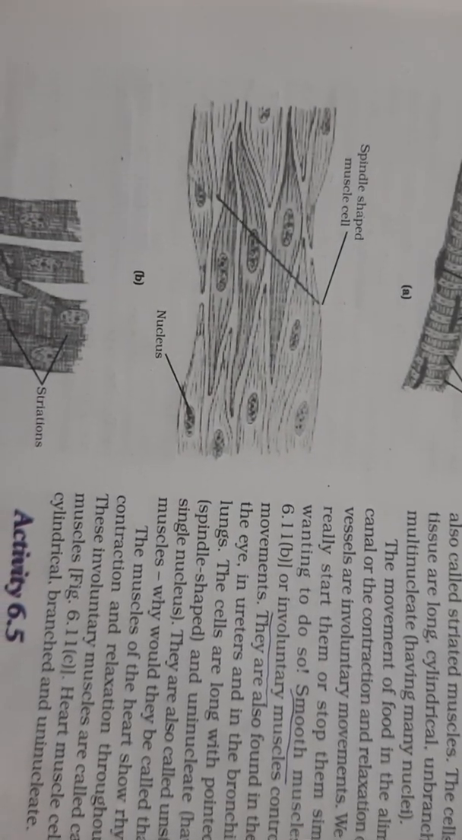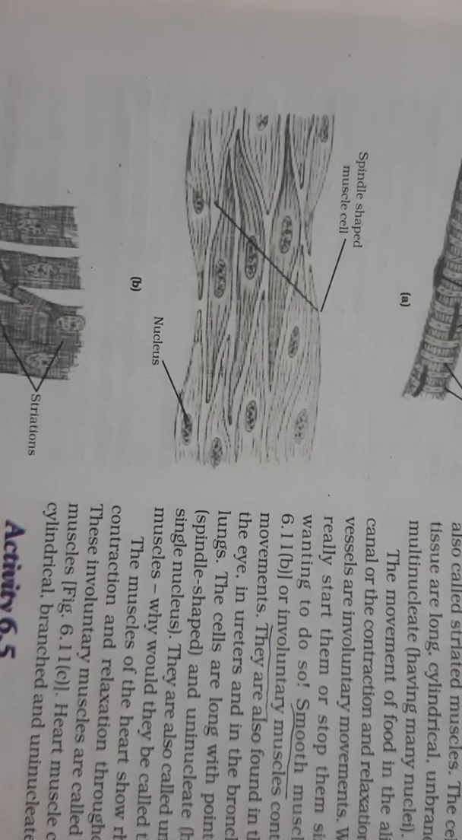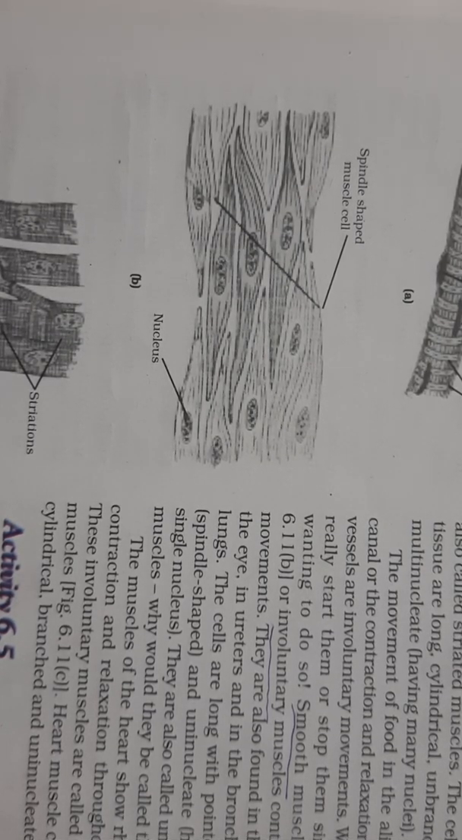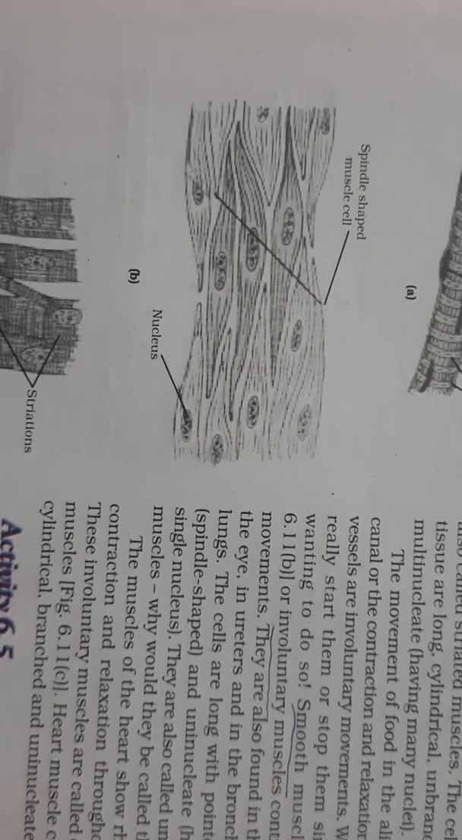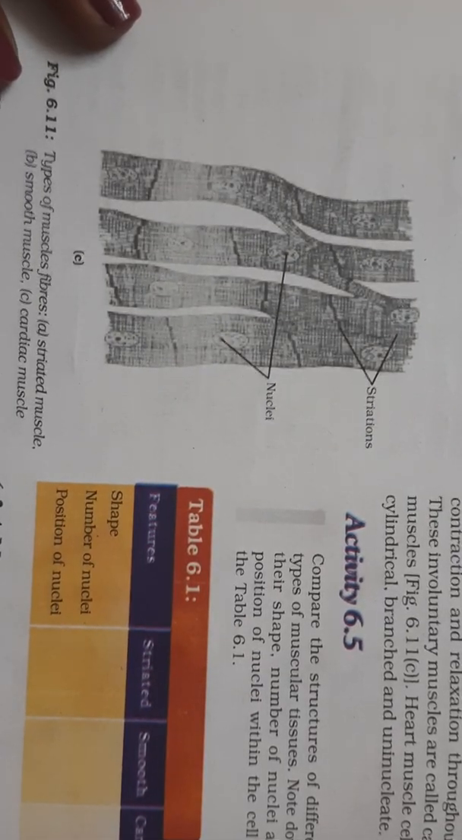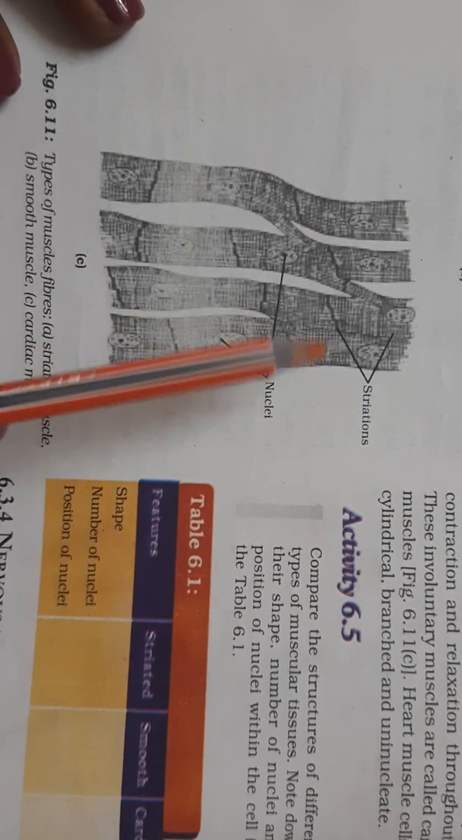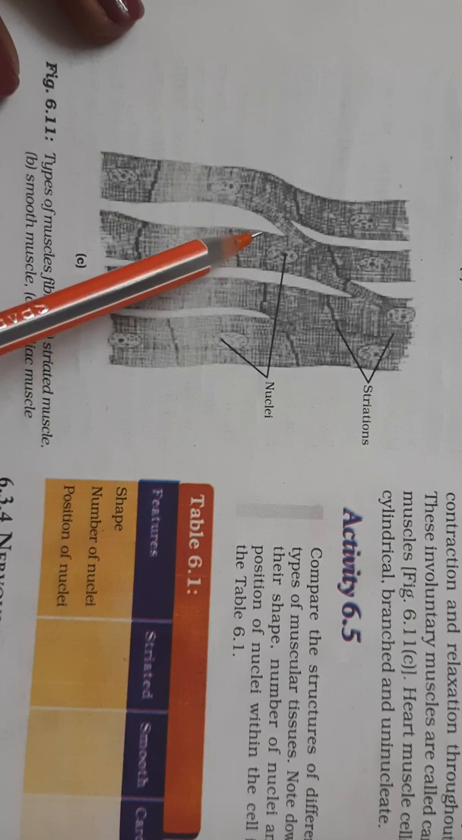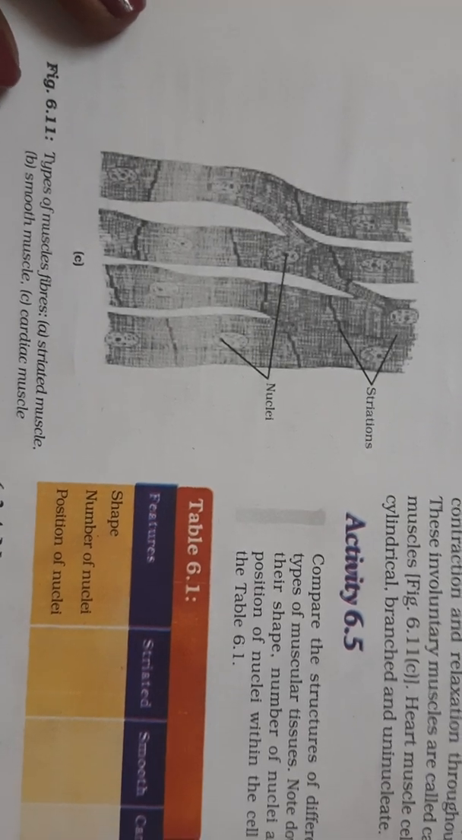Then the muscles of the heart, they show rhythmic contraction and relaxation. This also you know that it contracts and relaxes rhythmically, and it is in a rhythm. It is throughout your lifetime. So again, these are also involuntary muscles, but these are also called the cardiac muscles. And the heart muscles, they are cylindrical, branched, and uninucleate. You can see they are all branched. So these are the types of muscular tissue.